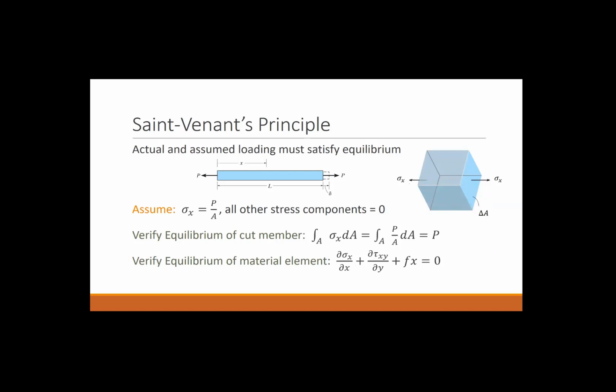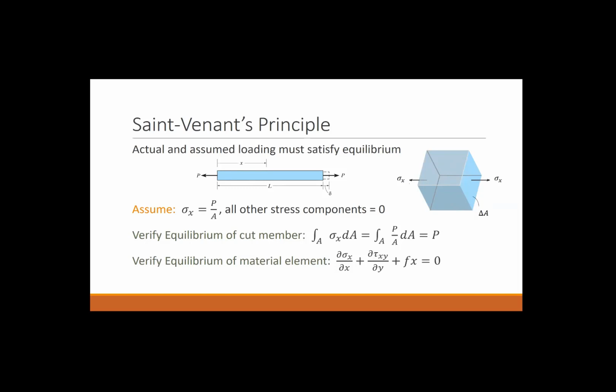All right, so if we apply a loading, we know that it must be in equilibrium with the internal forces. Because of St. Venant's principle, it doesn't really matter how we've applied this load. In the middle region, we're going to assume that we have P over A, some average value of stress, and that all other stress components equal 0 because we don't have any forces acting in that other direction, so we probably won't have any stresses.